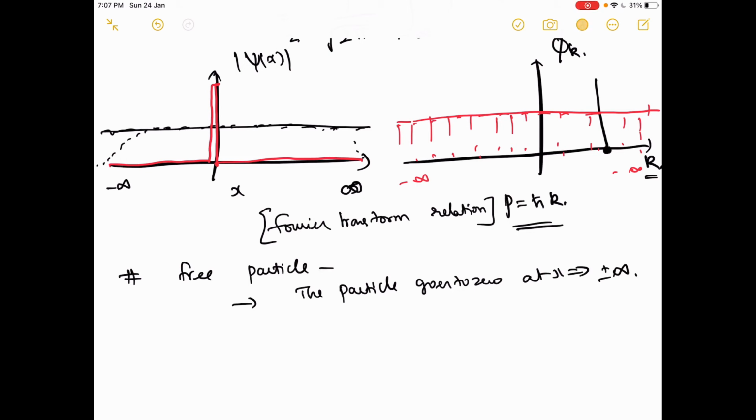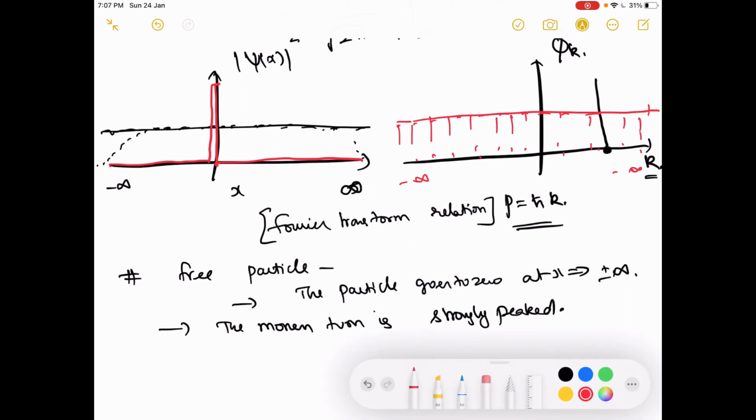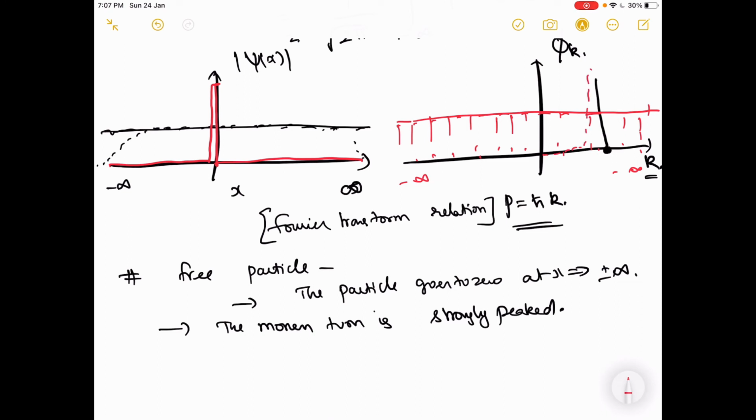So in this particular case, the momentum is strongly peaked, right? The particle is allowed to go freely for a very long distance, but at infinity the particle anyway goes to 0. That's the assumption. So in that case, you can assume the momentum to be a very strongly peaked function about a value, let's say k naught. So this is the momentum. It will be a strongly peaked function, right? Actually it will not be exactly like this.